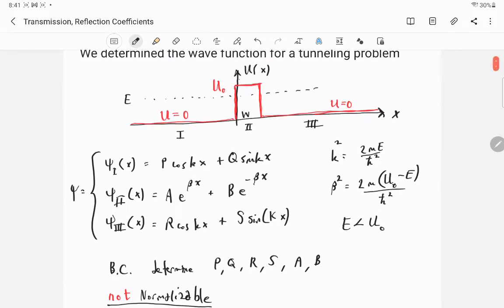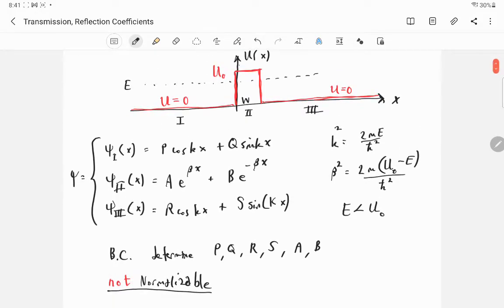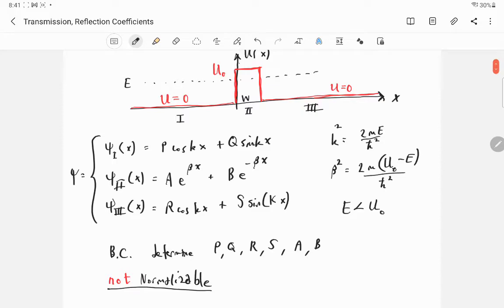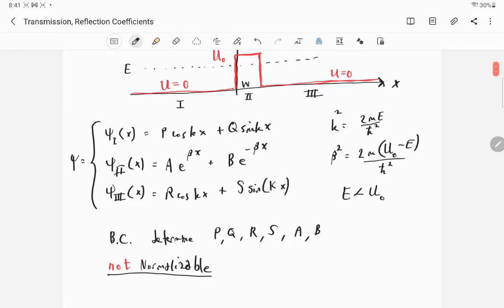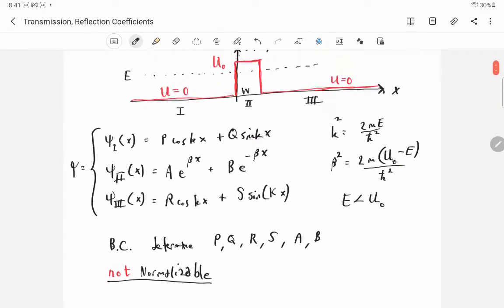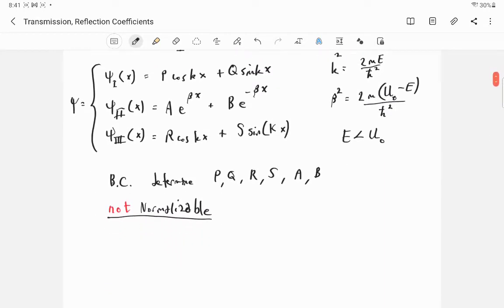And it's because it's essentially a free particle. So normalization is not something where we can get rid of another one of these coefficients. Instead, what people tend to do in this problem is calculate what are called transmission coefficients and reflection coefficients.